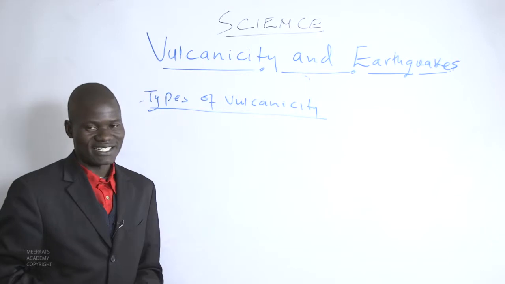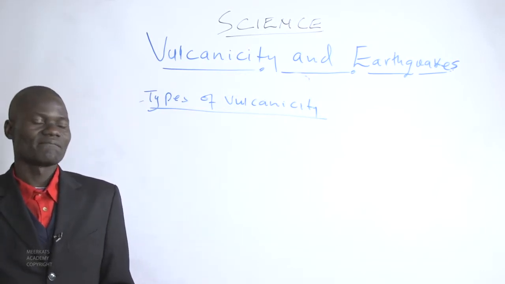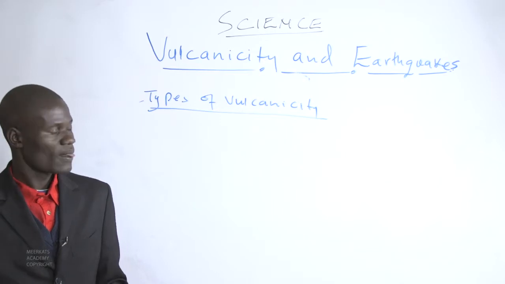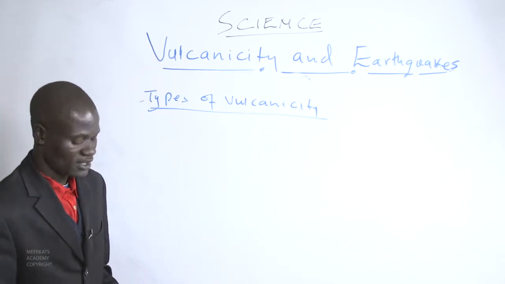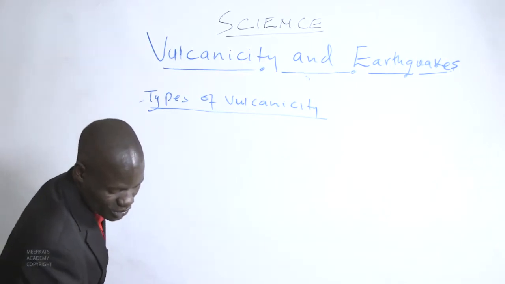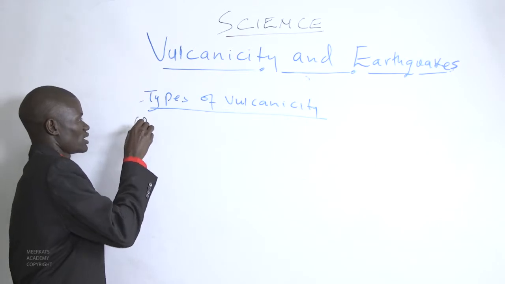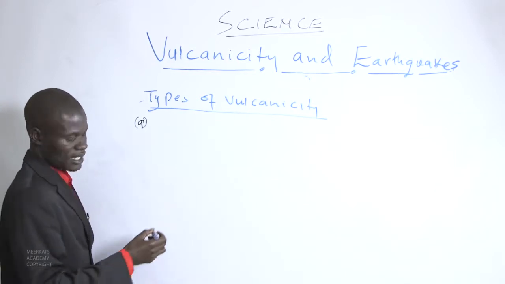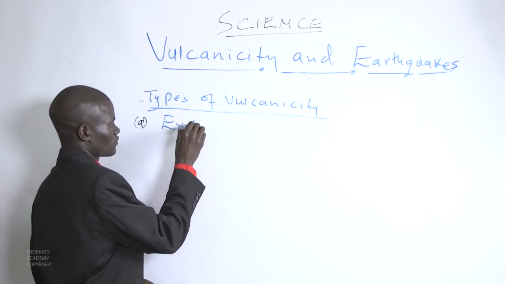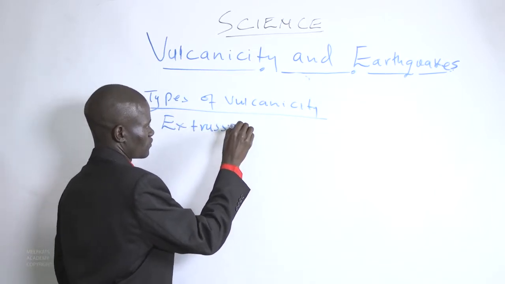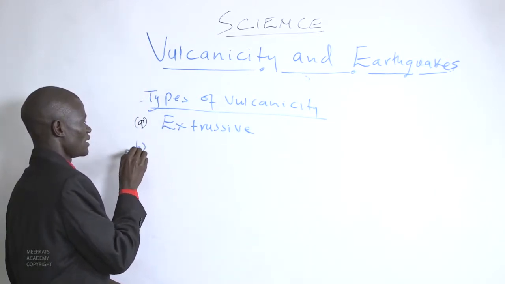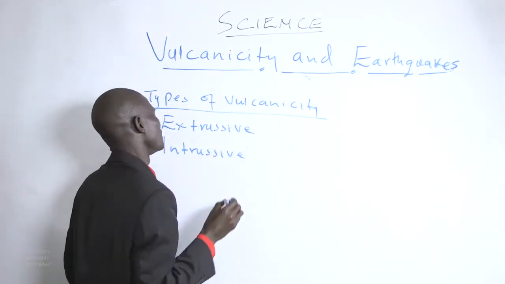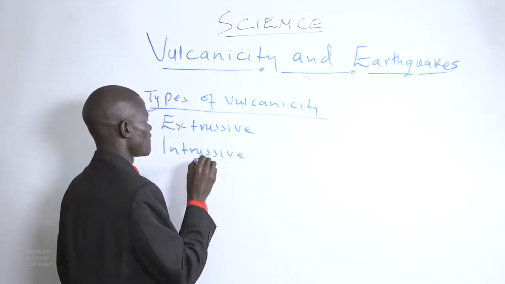There are two types of volcanicity, and they can be classified according to the features that result from the process of volcanic activity. These types we just have to mention, then we shall discuss them in detail. One is extrusive volcanicity, and two, we have intrusive volcanicity.